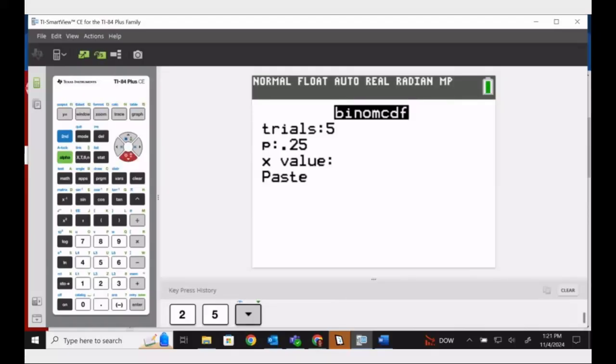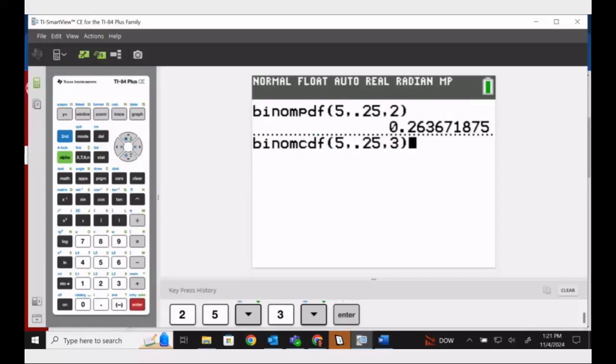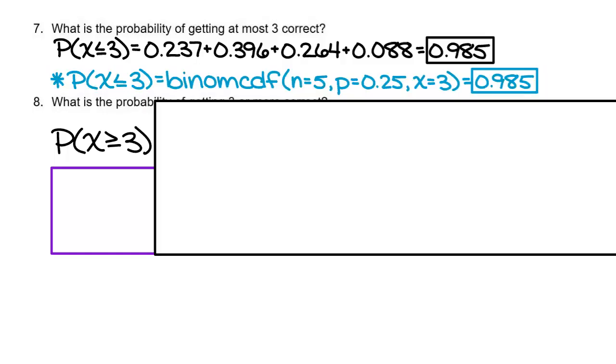We want it to be less than or equal to what? 3. That's what we put in for the x, and it's always a less than or equal to. The calculator cannot do a greater than or greater than or equal to. It can only do less than or equal to. And then we're going to paste that in. Should look like this. And then we're going to hit enter. 0.984. Really close to that other answer of 0.985, right? 0.984, 0.985.